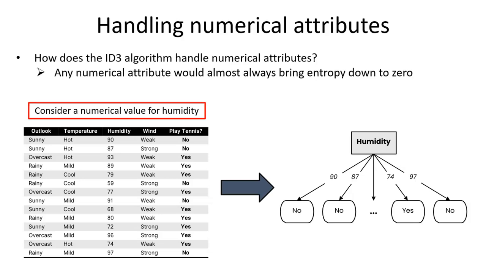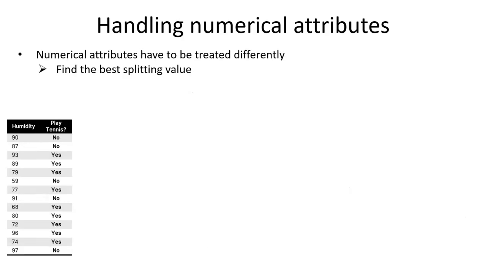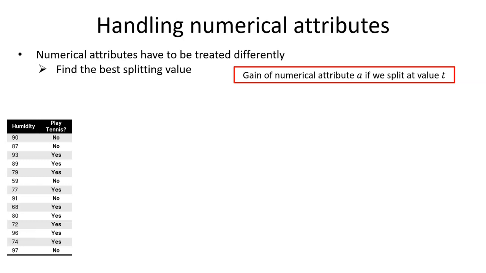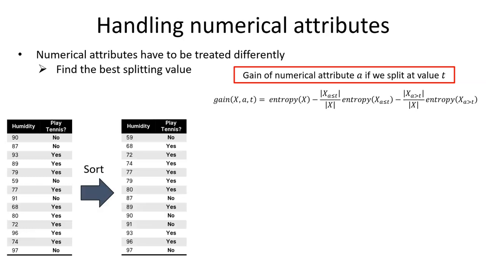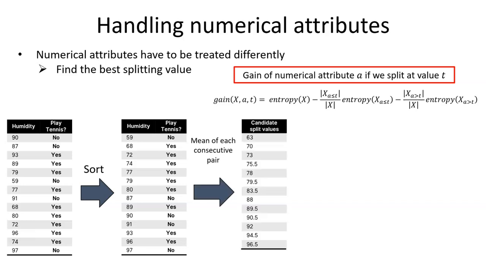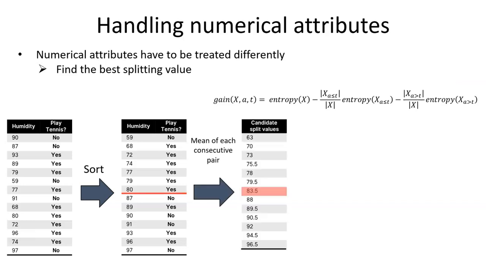Any numerical attribute would almost always bring entropy down to zero, because of the log factor. This means it will completely overfit the training data. So numerical attributes have to be treated differently. Find the best splitting value. The gain of a numerical attribute A is computed if we split it at value T. And then we need to sort the values, and then we take the mean of each consecutive pair.